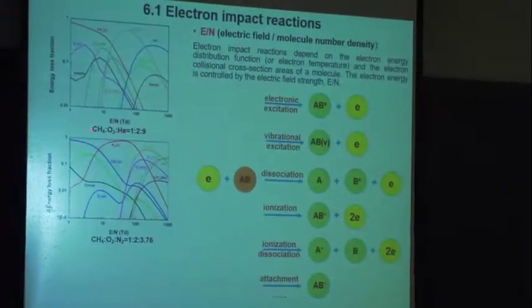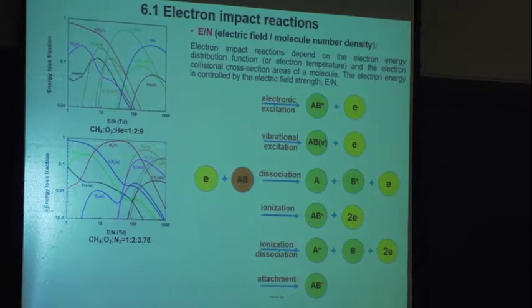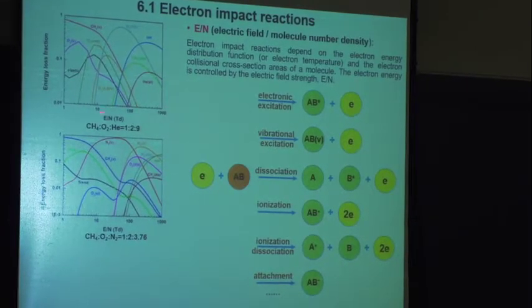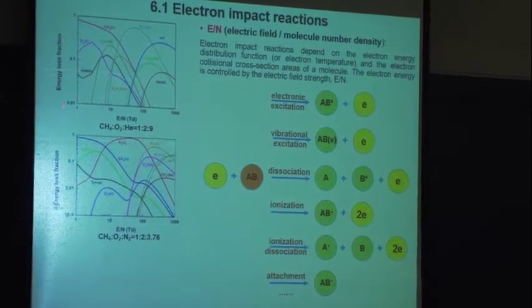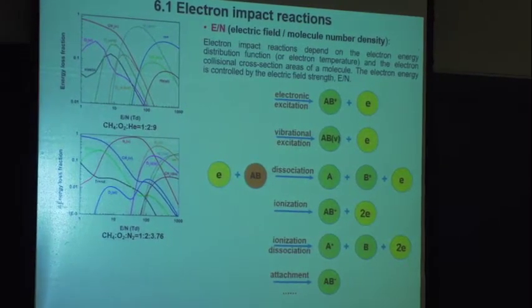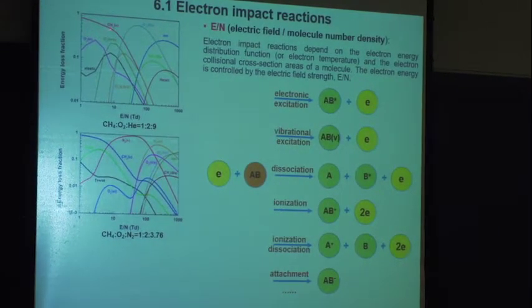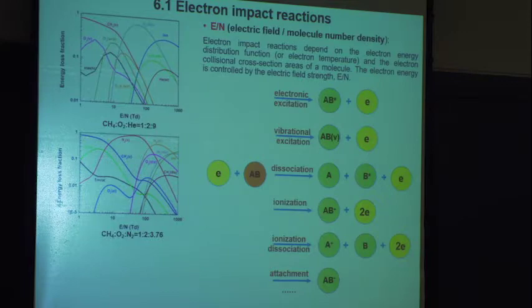This is a process that you can see. We showed you yesterday, for example, a methane, oxygen, and helium mixture. This is at E over N in Townsend. This is the energy loss fraction: vibrational excitation of oxygen and methane, oxygen dissociation somewhere here, ionization somewhere here, and then methane dissociation. So these are highly dependent on electron energy.